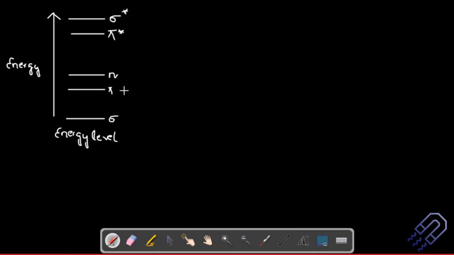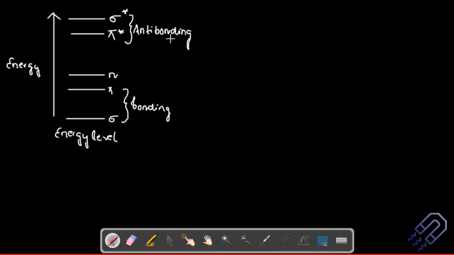In general, if we want to remember this, please remember these two are called the bonding orbitals. I'm talking about the molecules, not about the atoms. When we talk about atoms, we're talking about n, and this is nothing but the antibonding. So this is your antibonding.